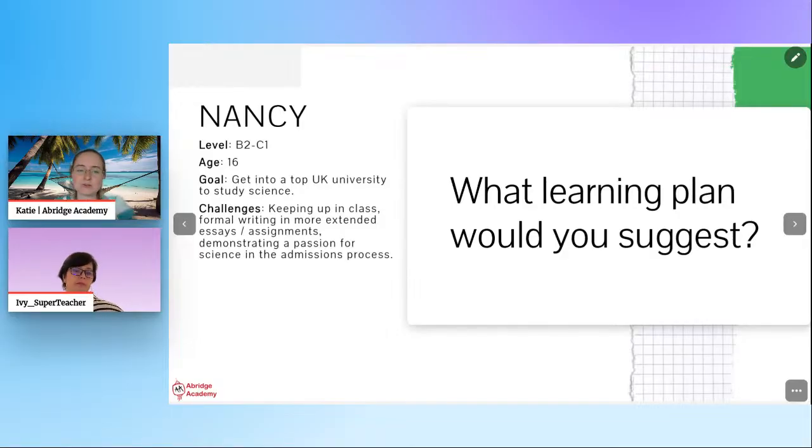Nancy was a lovely student. She was very much passionate herself. It wasn't just coming from the parents' end. But yeah, it can be quite a big challenge sometimes.